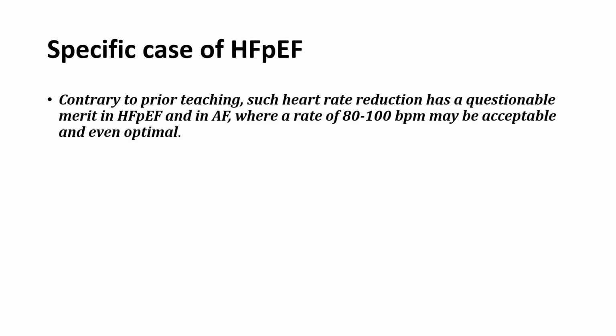Contrary to prior teaching, such heart rate reduction to less than 70 beats per minute has a questionable merit in heart failure with preserved EF and in atrial fibrillation, where actually a heart rate of 80 to 100 beats per minute may be acceptable and even optimal.